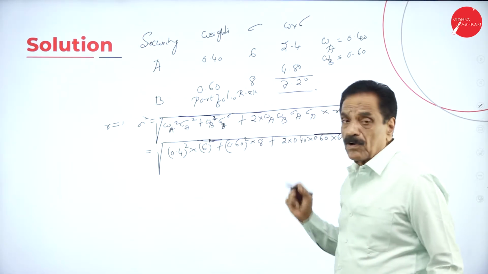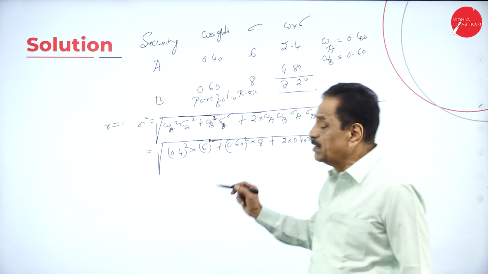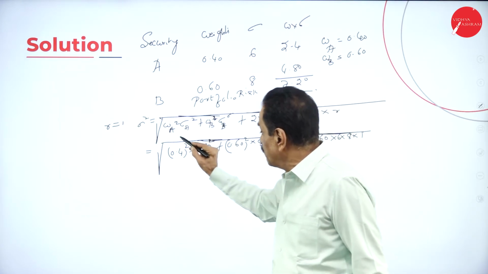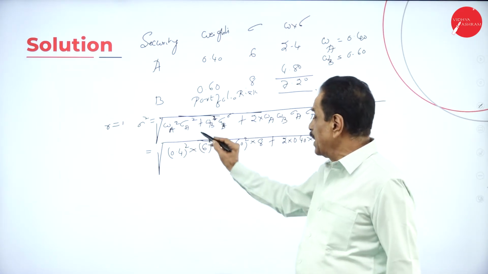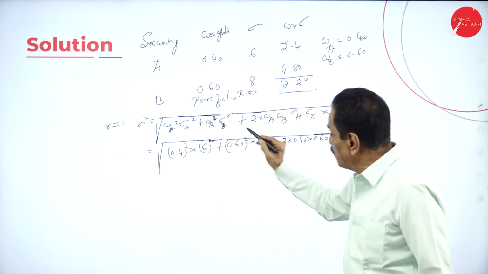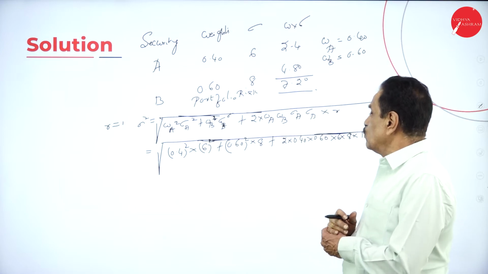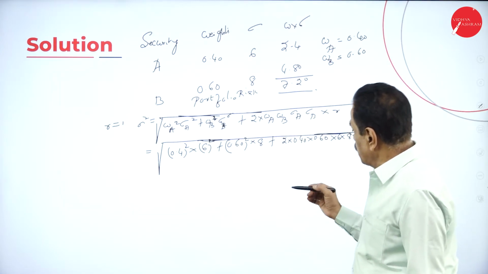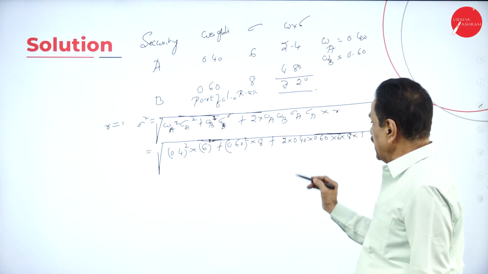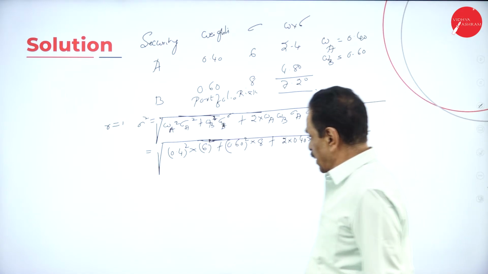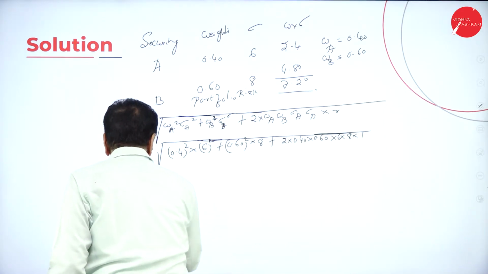So, formula you must be very careful. This is for 2 securities: weight A whole square, standard deviation A whole square, weight B whole square, standard deviation B whole square, plus 2 into weight A, weight B, standard deviation A, standard deviation B into R. Simplify this.